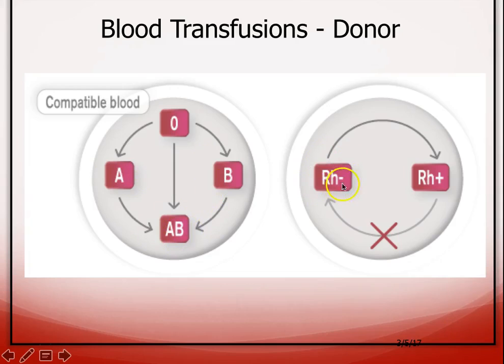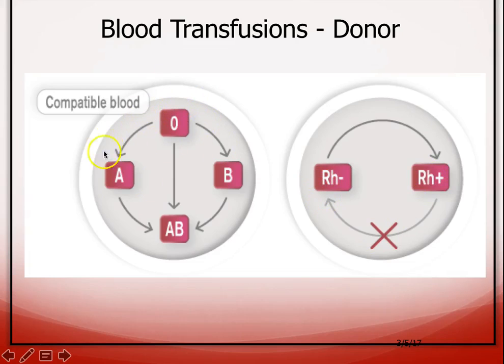And then basically, someone who is negative, who does not have that Rh antigen on the surface of their cells, can donate to an Rh positive individual. However, someone who's Rh positive cannot donate to someone who's negative. Okay, so negative can donate to positive, positive cannot donate to negative. So that means A negative can donate to A positive, B negative can donate to B positive. However, B positive cannot donate to B negative.